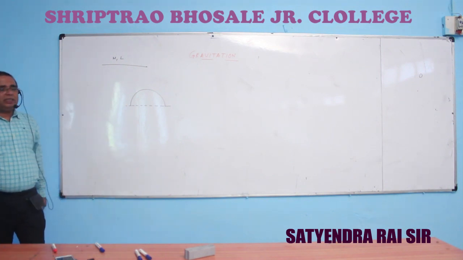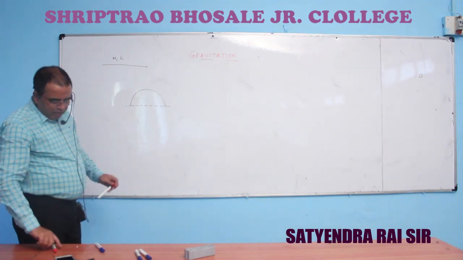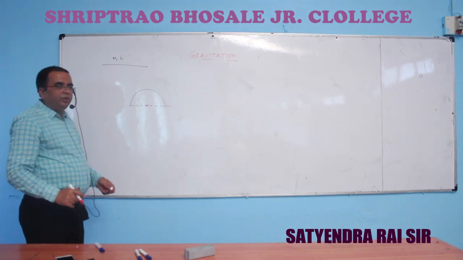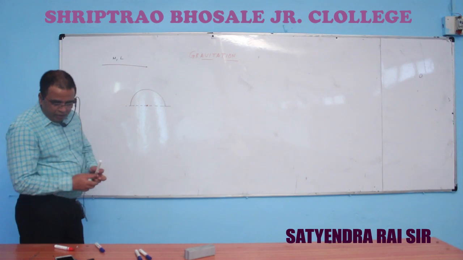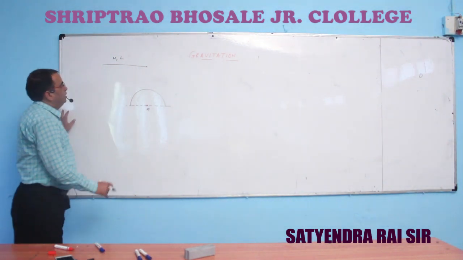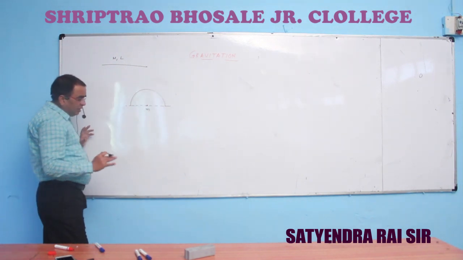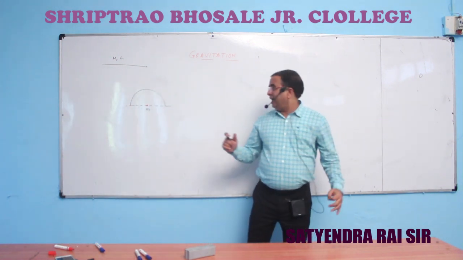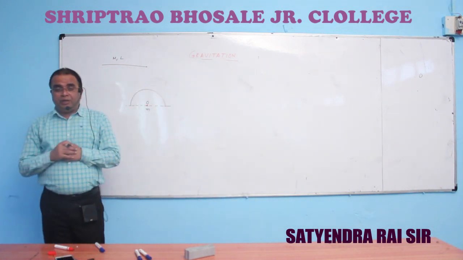This wire of length L is bent to form a semicircle, and a point mass is placed at the center of the circle. This point mass has a mass capital M. Small m, sorry, the rod has a mass m. They will ask you the force experienced by the point mass placed at the center of the half ring.